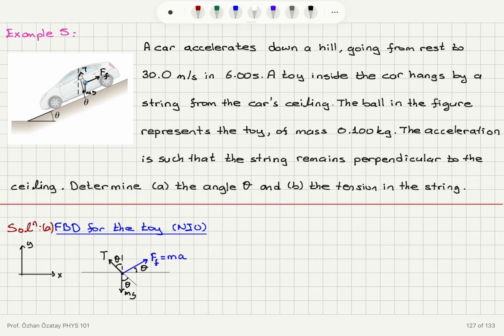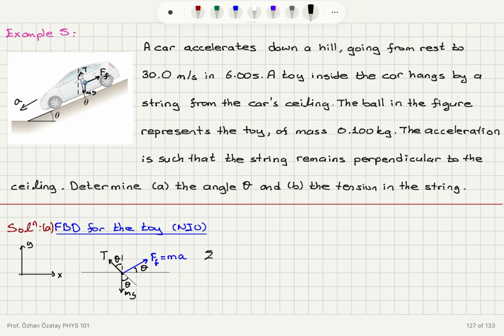So you can see that I have the tension making an angle theta with respect to the vertical, mg, and I also have the fictitious force making an angle theta with the horizontal that is opposing the acceleration of the car. So the car is accelerating in the downward direction. Okay, and it's not moving.